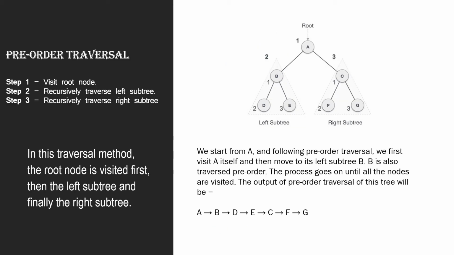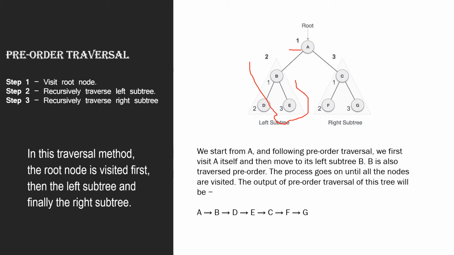The next type is pre-order traversal. In this traversal method, the root node is visited first, then the left subtree, and finally the right subtree. Here we start from A as usual and follow the pre-order traversal. We first visit A itself and then move to its left subtree B. B is also traversed pre-order. The process goes on until all the nodes are visited.